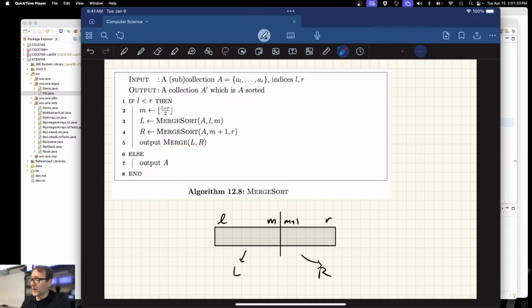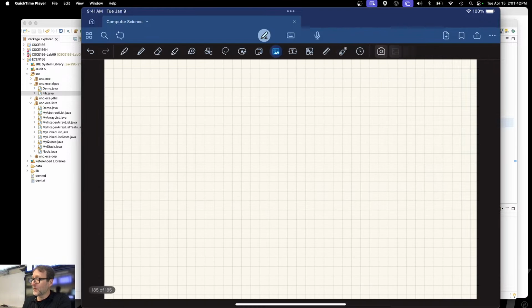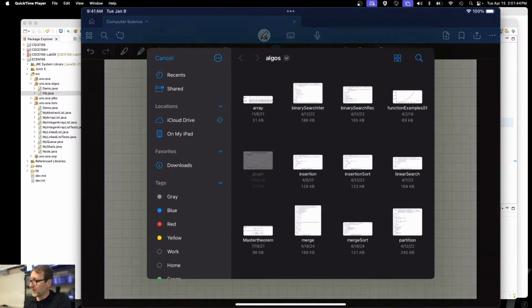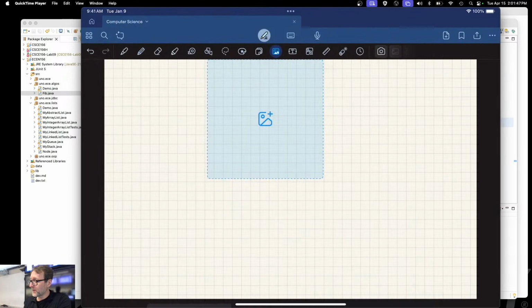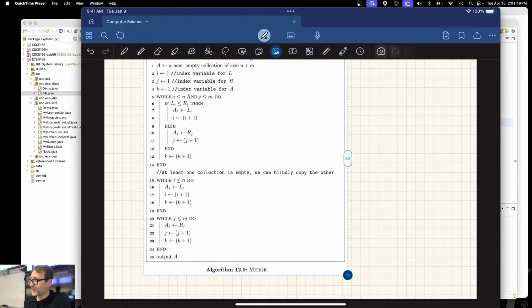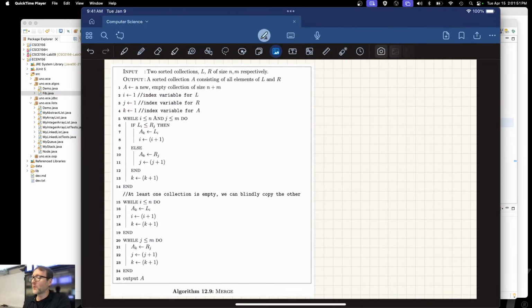Right? So what is this merge routine here? That's a non-recursive subroutine. Let's take a look at what that looks like. Merge right there. It's a little bit more complicated, but it's basically what I just walked you through.